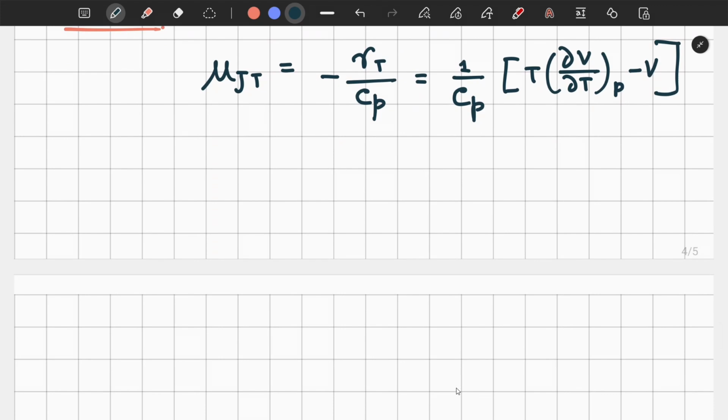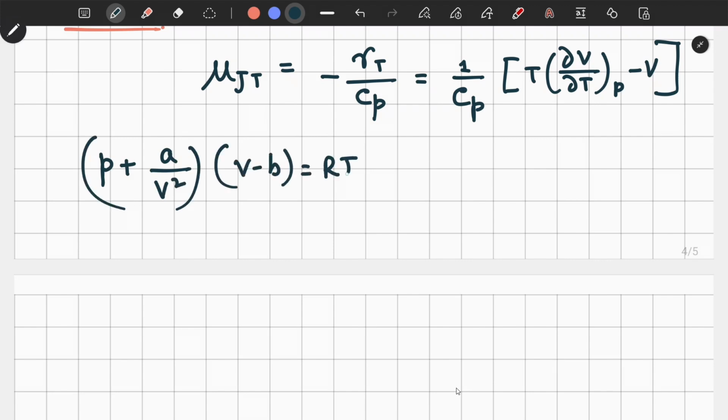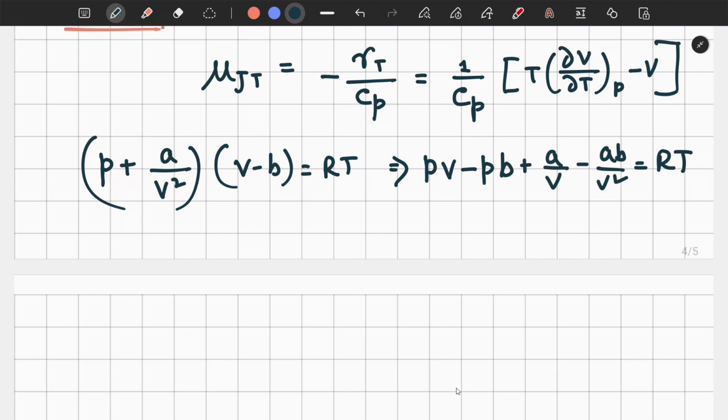For van der Waals gas, you can calculate it. For van der Waals gas, (P plus a by V square)(V minus b) equals RT, for 1 mole obviously. Now how can we calculate del V del T at constant P? Change it to a volume expression. Guide me how we can do it. Multiplying these terms, PV minus Pb plus a by V minus ab by V square equals RT. Then, can you calculate? You have to write first V equals to something, then you can do.